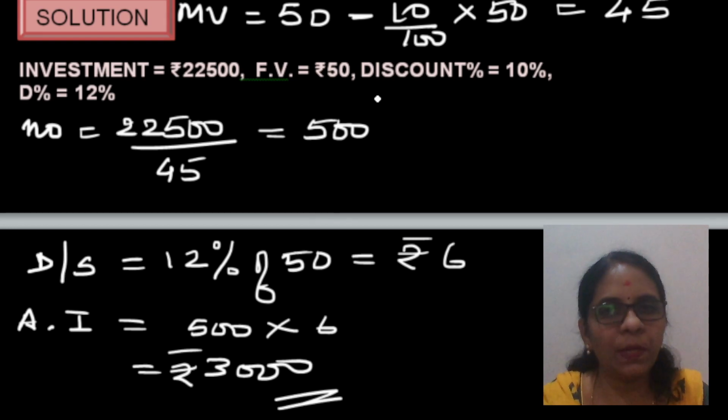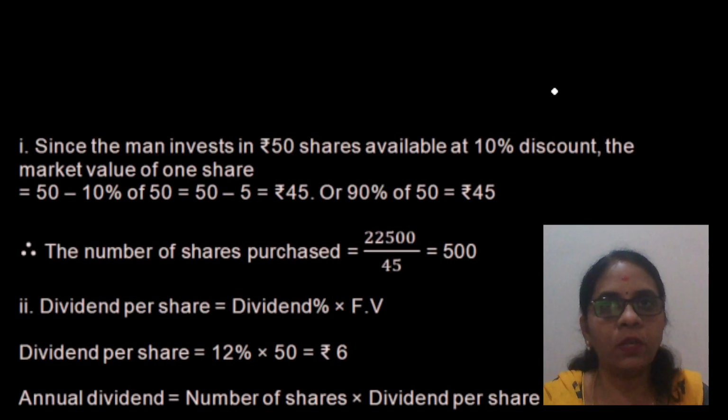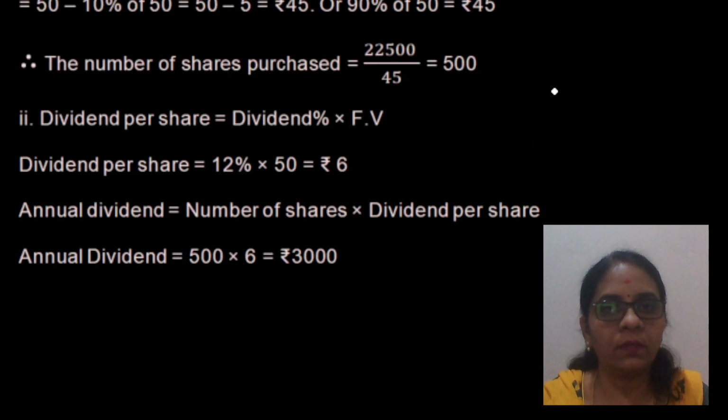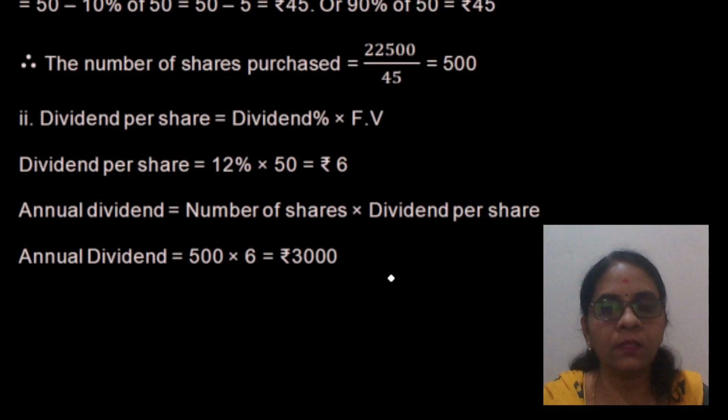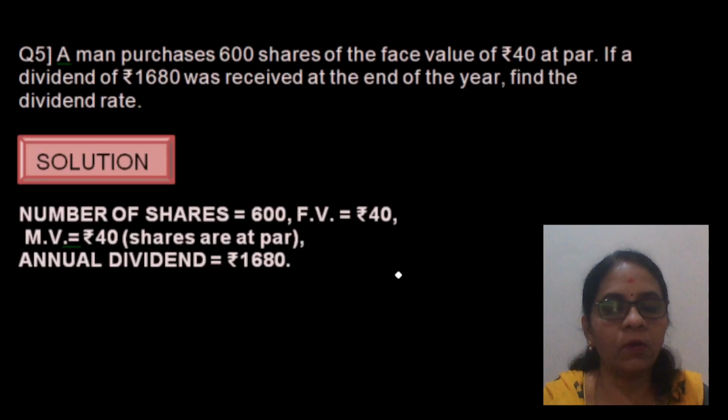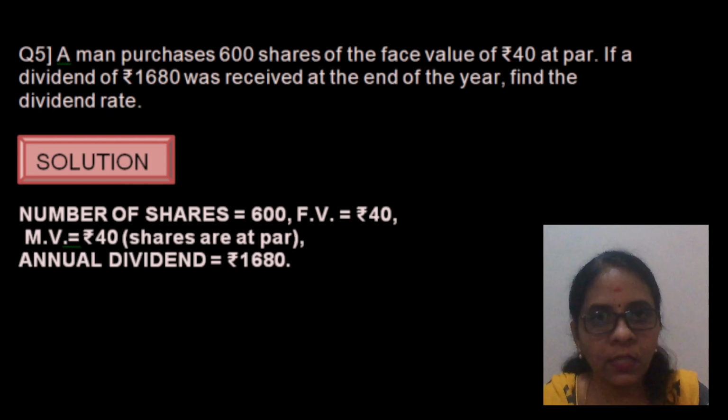This is also a simple question, children, except for the fact that you should know how to calculate the market value. Other than that, it's a very simple formula. Okay, see the solution. Since the man invests in 50 rupee shares, market value is 45, number of shares is 500, and then your annual income is 3000 rupees. So let's see one more problem. This will be the last sum that we will be doing in this video.